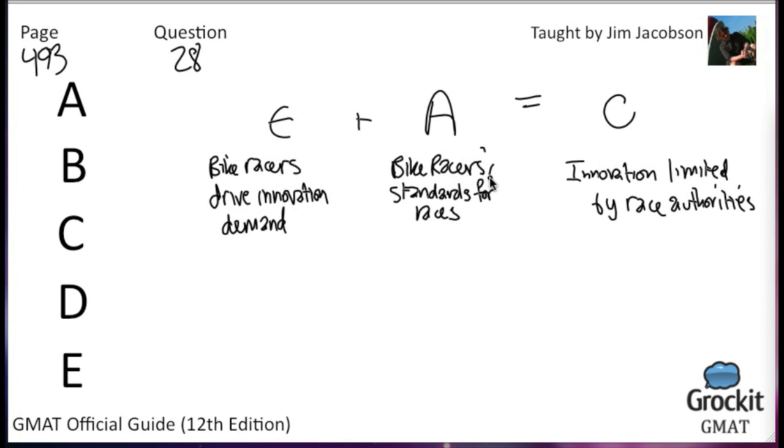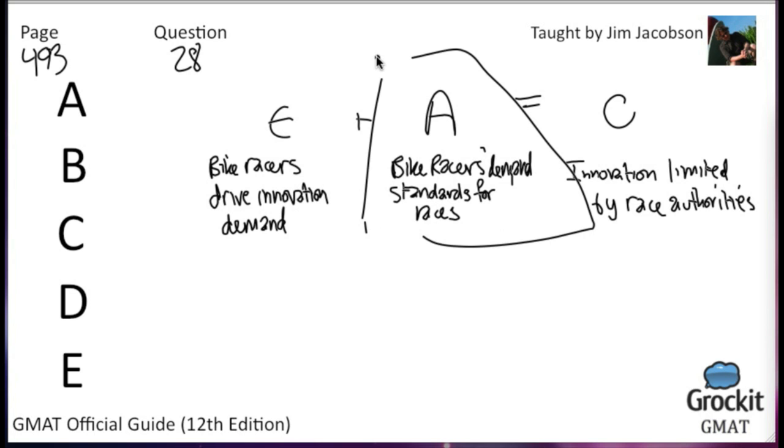Oh, or the bike racers' demand. Sorry, that the bike racers' demand is somehow tied to what's standard for races. So the evidence is that these guys drive innovation. The conclusion is that innovation is limited by what's accepted as standard. The assumption that the author is making and encouraging us to make as well is that bike racers choose innovations based on whether they're accepted by race authorities. That's the assumption. So we need something like that in the answer choices.